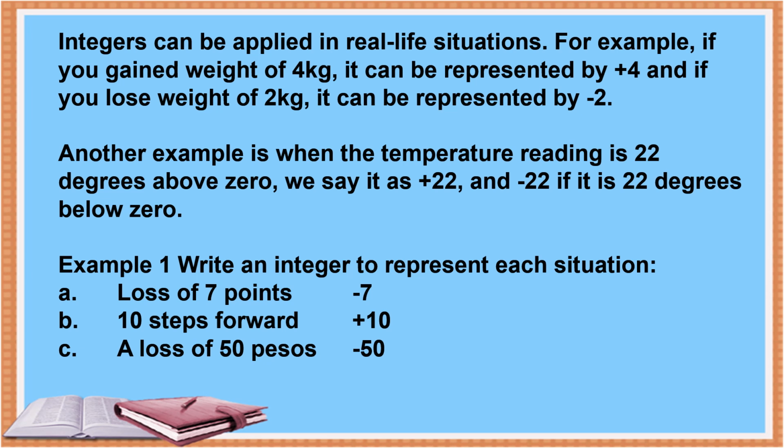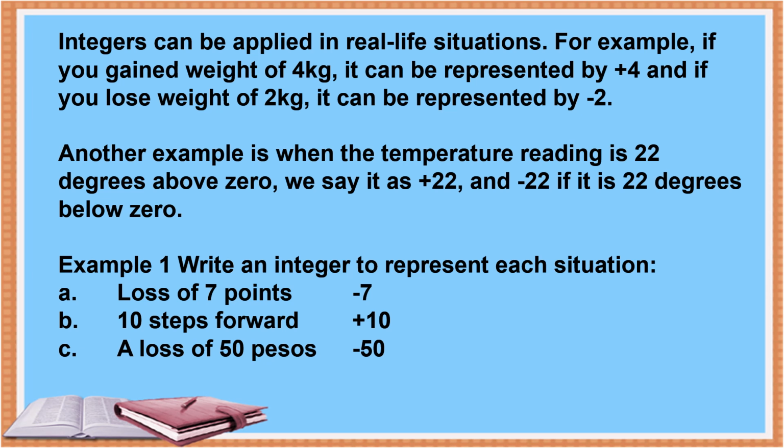Integers can be applied in real-life situations. For example, if you gained weight of 4 kilograms, it can be represented by positive 4. And if you lose weight of 2 kilograms, it can be represented by negative 2. Another example is when the temperature reading is 22 degrees above zero. We say it as positive 22, and negative 22 if it is 22 degrees below zero.